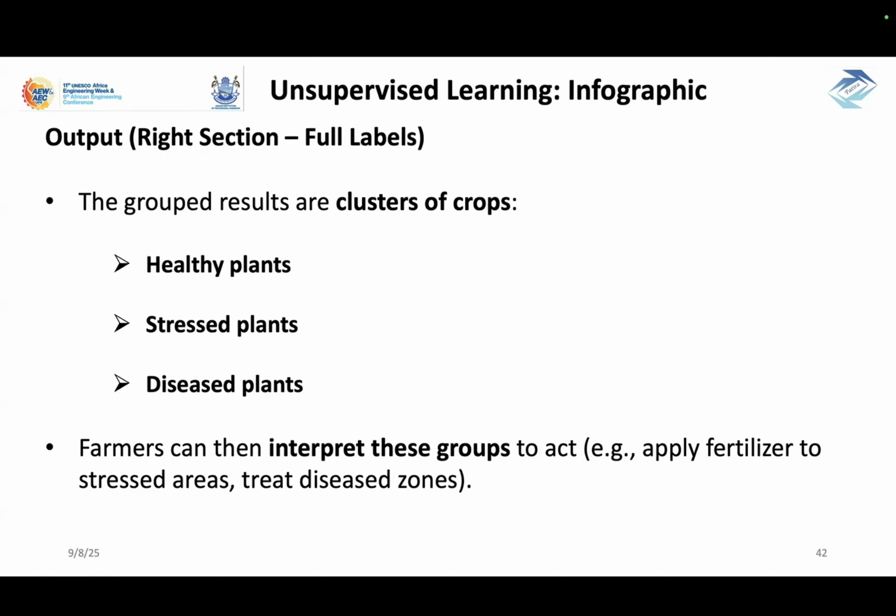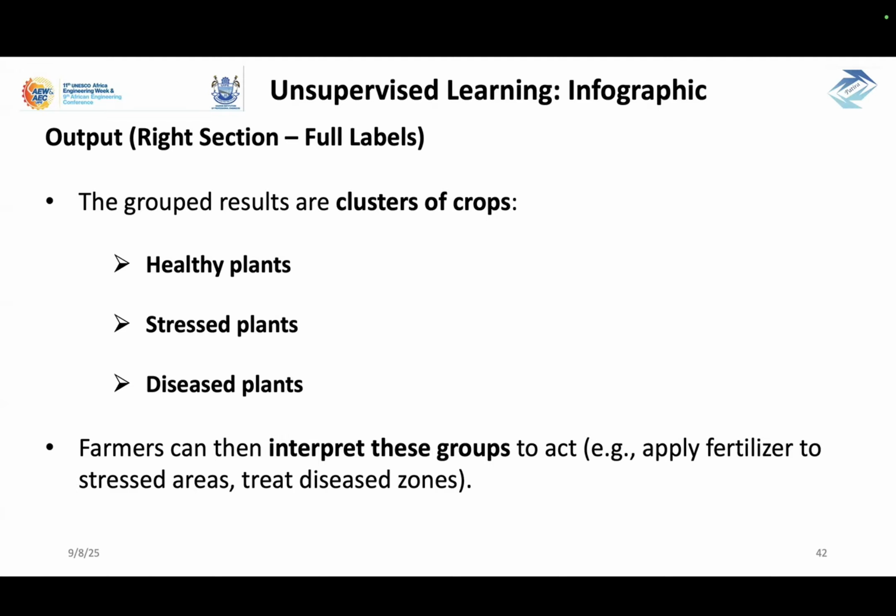So the output is now on the right. The group results are clustered by crops. So you can already see the healthy plants were clustered together, the stressed plants were clustered together, and the diseased plants were clustered together. So now the farmers can interpret these groups, e.g., apply fertilizers to the stressed area. You can treat the disease zone.